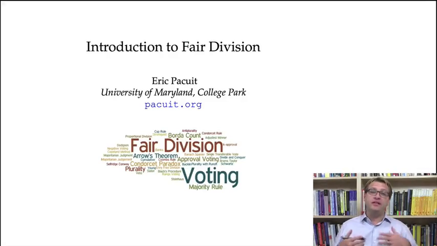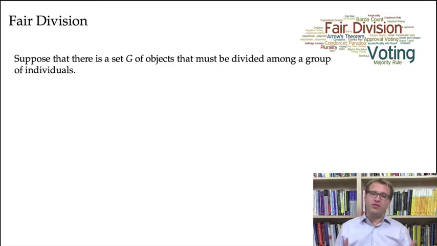Let's move on to a different type of group decision-making problem, namely the problem of fair division. So here's the setup. Suppose that there's a set G of objects. So we have some items, and these items must be divided among a group of people.